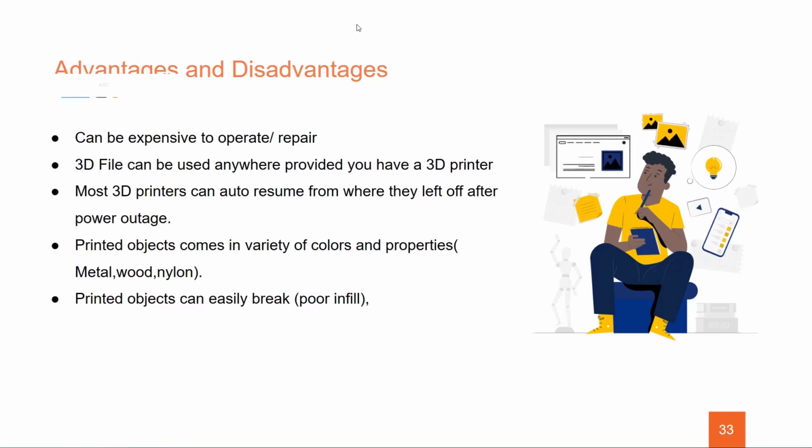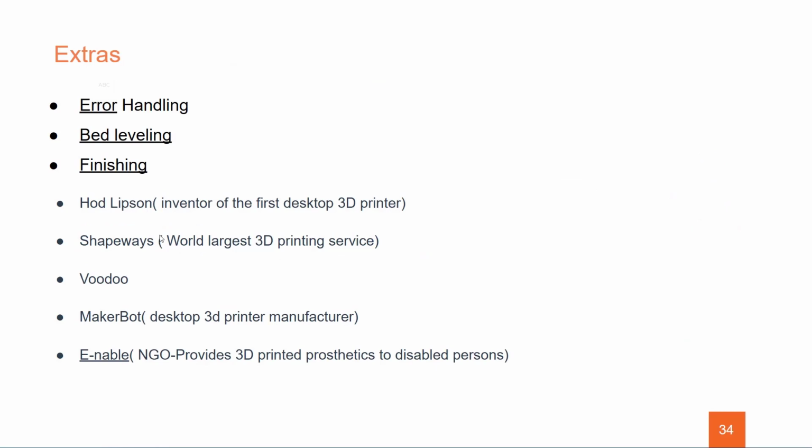Here are some extras that you might want to read on: error handling and bed leveling. You click on it, and it will take you to how to handle some errors, how to level your bed, and some finishing. You might want to search on Hod Lipson. He invented the first desktop 3D printer. He was the first one to make it open source, whilst others were trying to commercialize it.